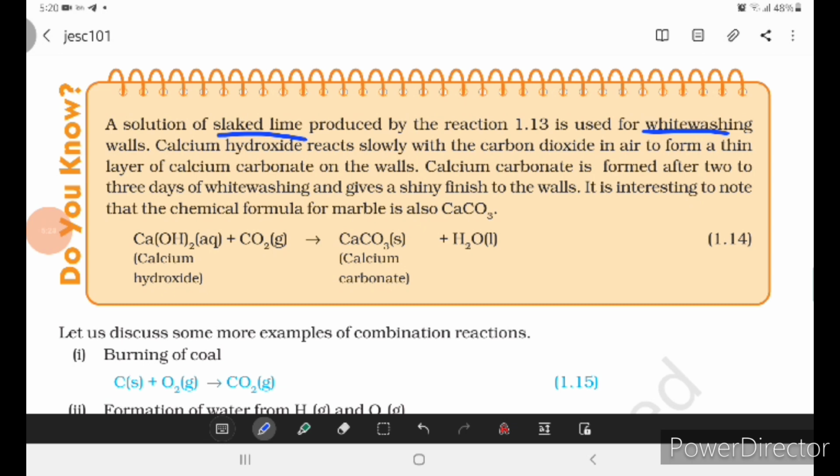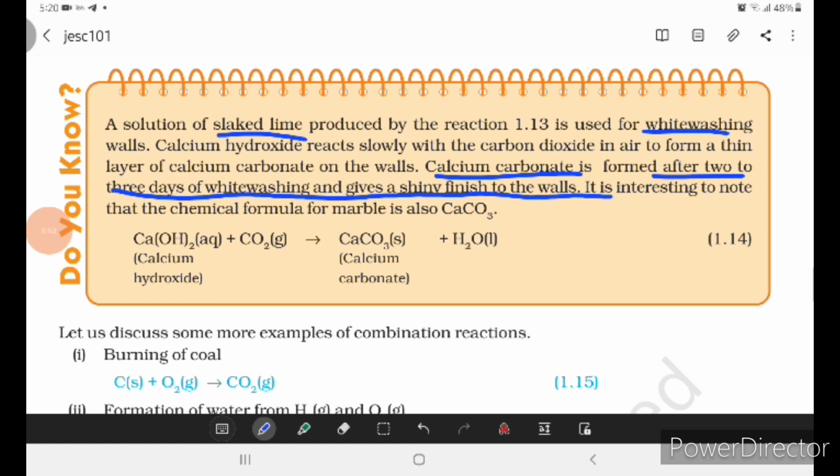Calcium hydroxide reacts slowly with the carbon dioxide in the air to form a thin layer of calcium carbonate on the walls. So when you go to construction sites, when they're painting the walls, they use this calcium hydroxide, or slaked lime. It reacts with carbon dioxide, sets into a hard mass called calcium carbonate, and gives a whitewashing to the walls. Calcium carbonate is formed after 2 to 3 days of whitewashing and gives a shiny finish to the walls.